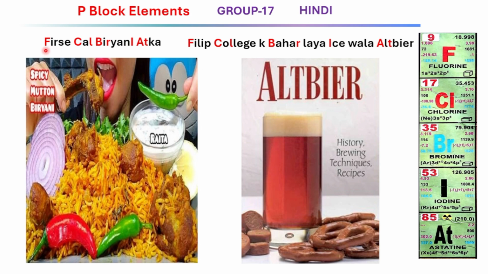तो फिर से के पहले आता है एफ. सो एफ स्टैंड्स फॉर फ्लोरीन. फिर कल में सीएल, सीएल से क्लोरीन. बिरयानी में आपको याद रखना है कि दो एलिमेंट हो गए थे. तो बिरयानी में बी आर स्टैंड्स फॉर ब्रोमीन, एंड लास्ट में जो आई है, सो आई स्टैंड्स फॉर आयोडीन. सो फिर से कल बिरयानी अटका. अटका में जो ए टी है, सो यू हैव टू रिमेंबर एस्टेटिन फ्रॉम दिस.